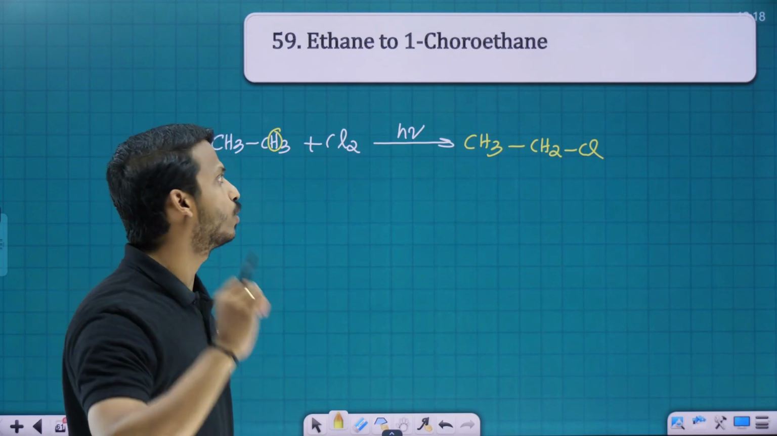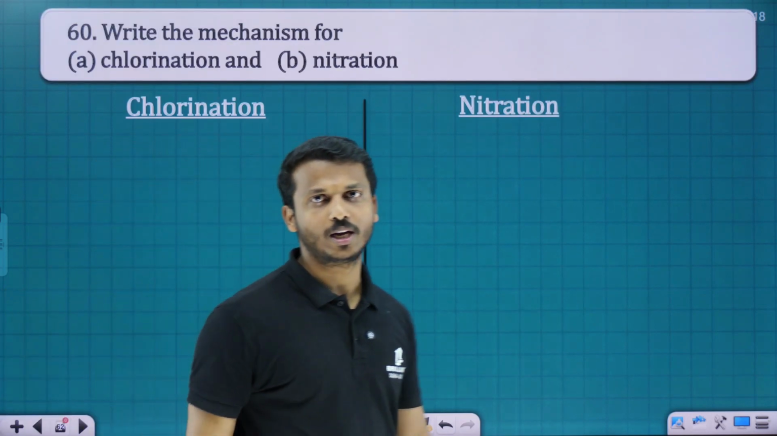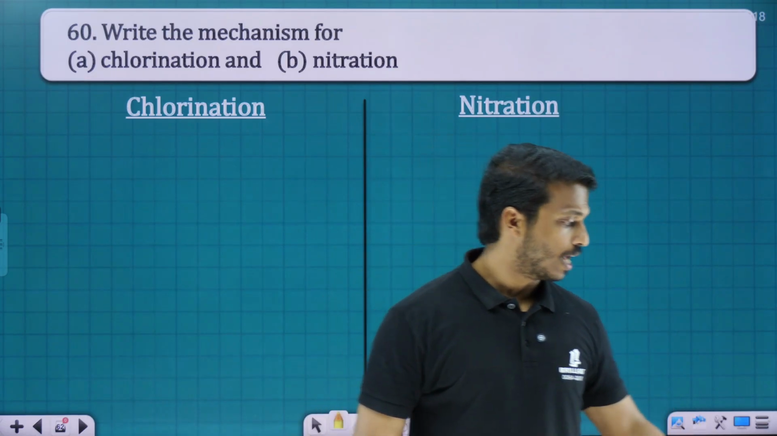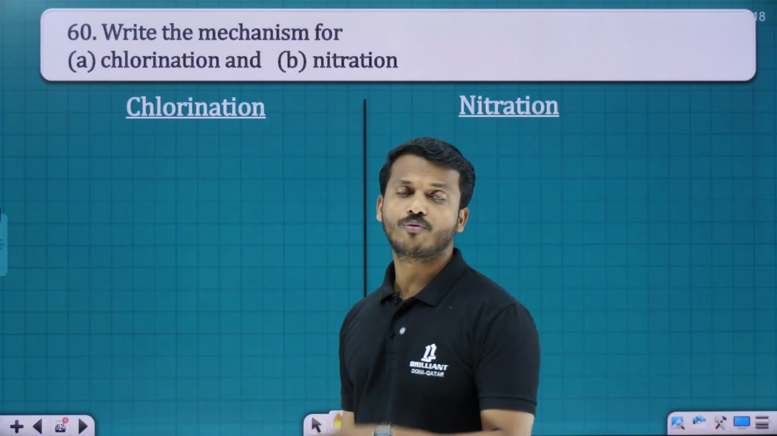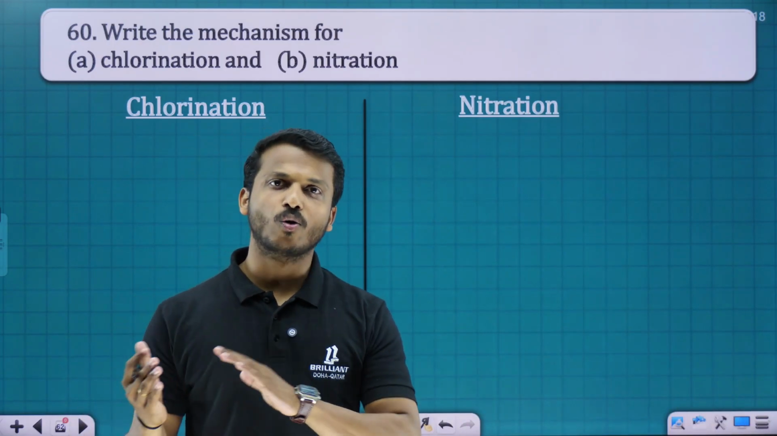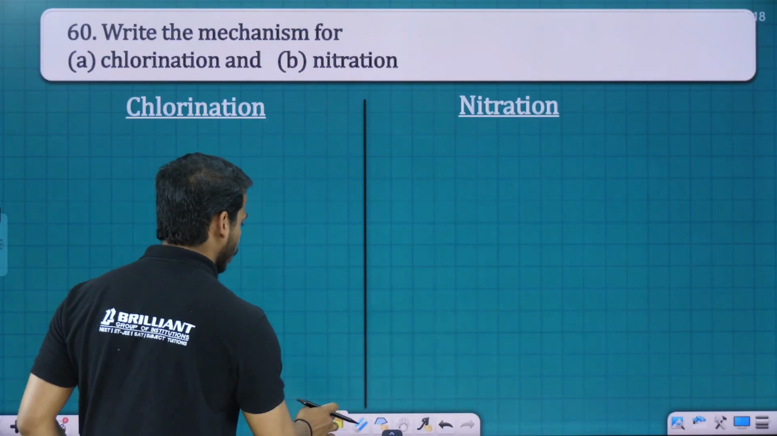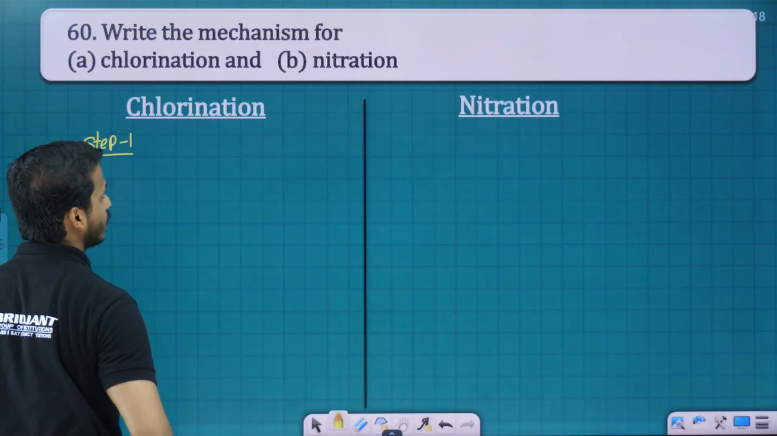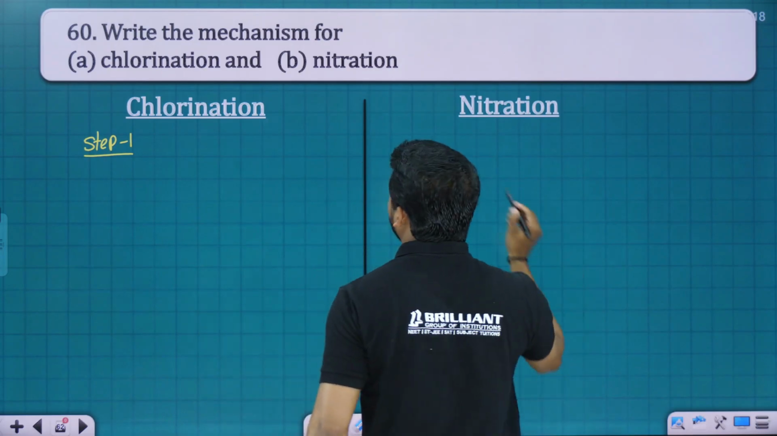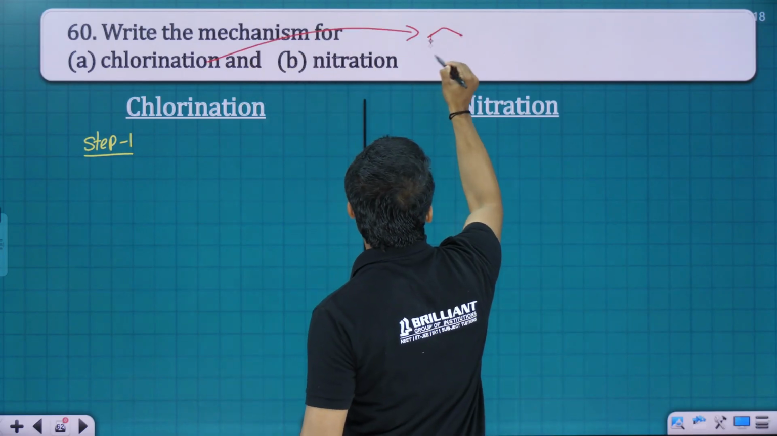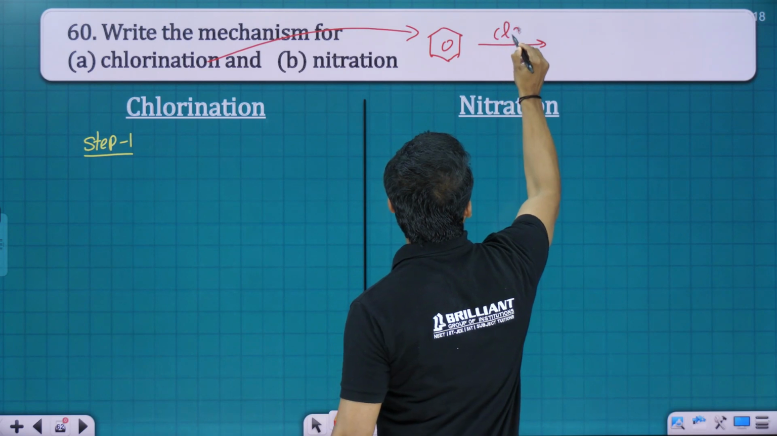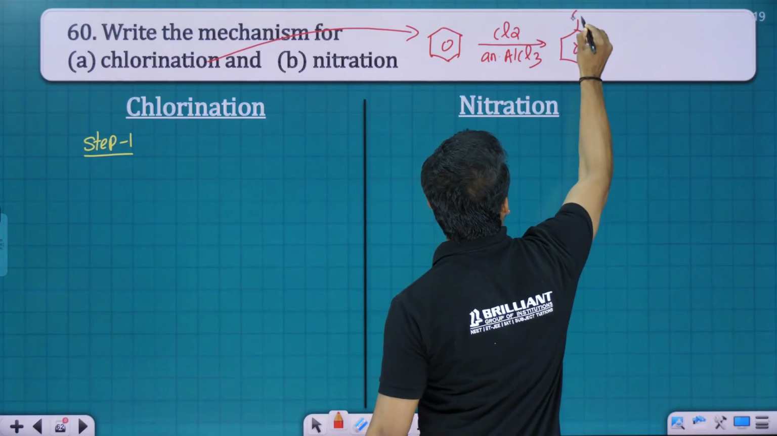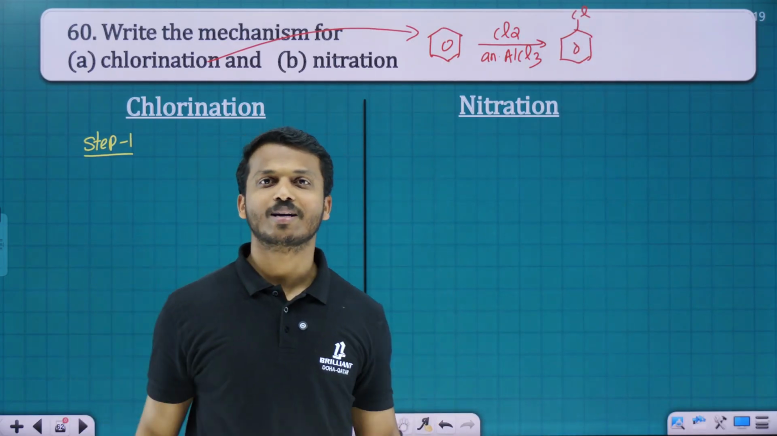I want to discuss one last question, my dear, the most important 3-mark question. They will ask you to write the mechanism for electrophilic substitution. Normally they ask chlorination and nitration. Listen carefully, there are 3 steps in total. Step one is our reaction, chlorination. When you add chlorine to benzene in presence of anhydrous AlCl3, you get chlorobenzene. We have to show the mechanism of this reaction.